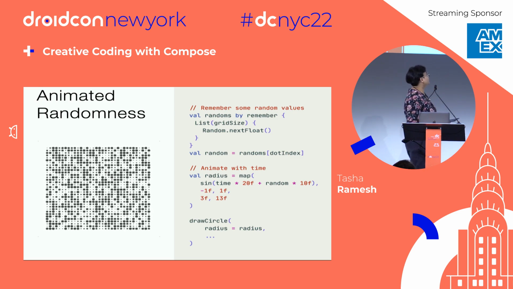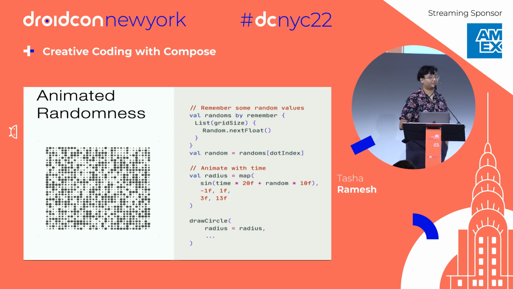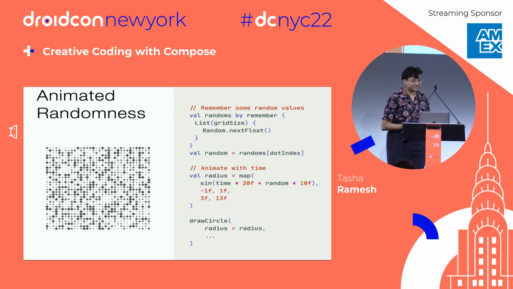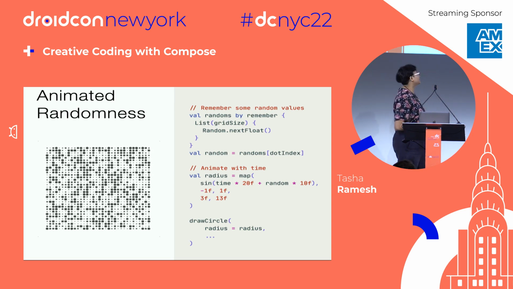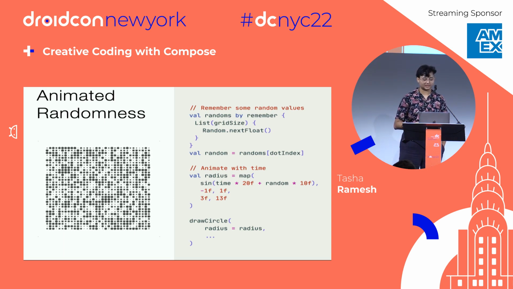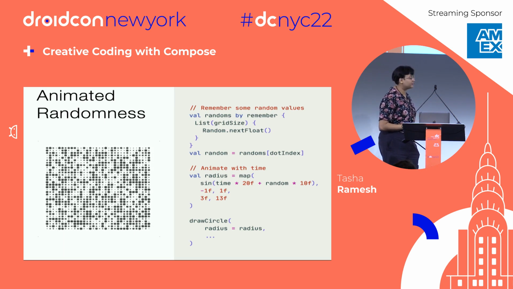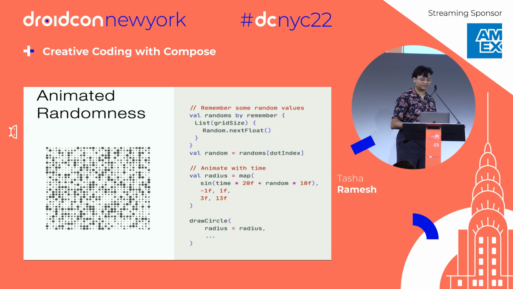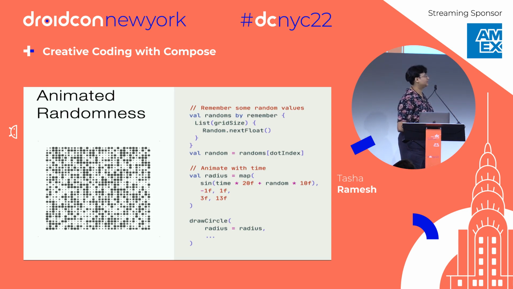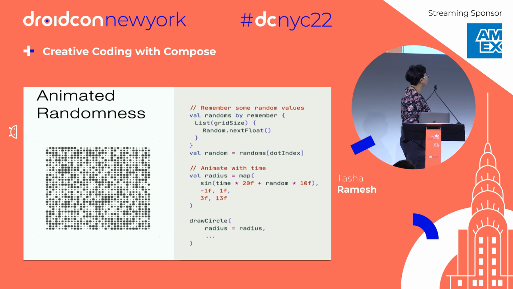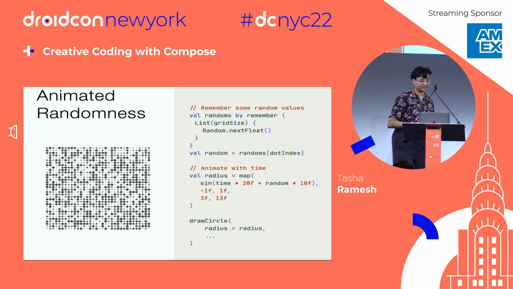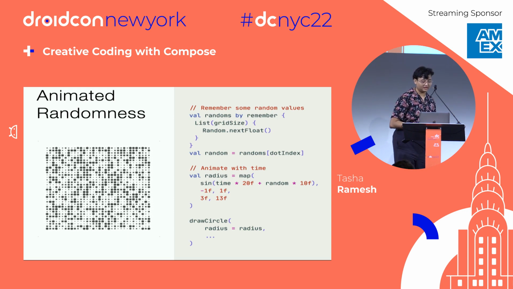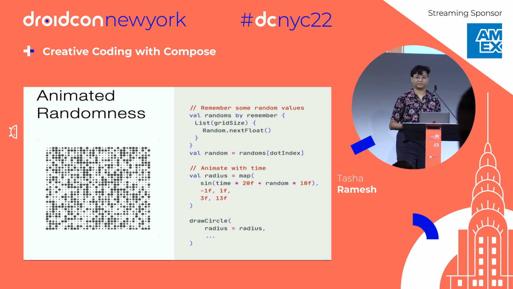To make things even more interesting, we can incorporate randomness into how things are moving and changing. So in this example, we're just going to remember some random numbers, and then for every dot we draw, we're going to incorporate that random number into the sine transformation. So this means that the dots that are growing and shrinking are all growing and shrinking at different times and in slightly different ways, as specified by that random attribute.